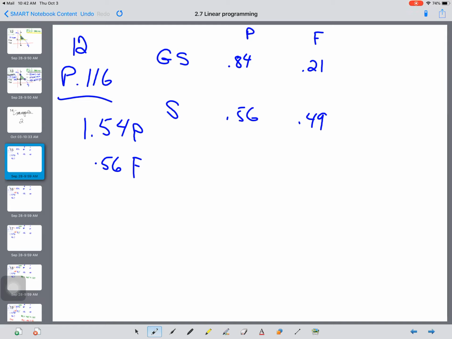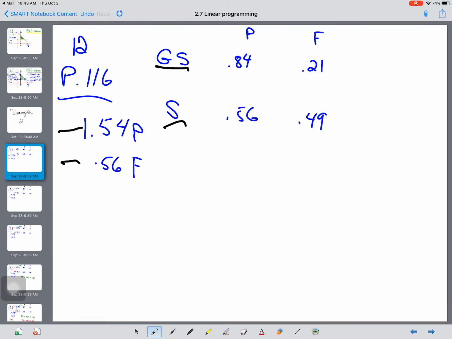So let me read through the problem with you here. This is number 12 on page 116. And so you have new puppies that need a new diet, and that includes at least 1.54 ounces of protein. That's where I got this, and 0.56 ounces of fat each day. That's what they need to have in order to stay healthy. And there's 2 types of dog food. One of them called Good Start, and one of them is called Sirius. And so the big thing that you can do with these types of problems is just get the information out of the paragraph and down onto paper.